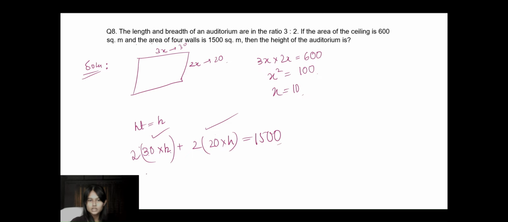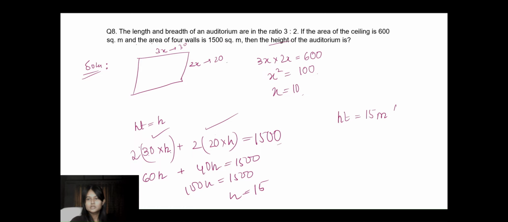If we evaluate this, we get 60 h plus 40 h equals 1500. Now 100 h is 1500. Therefore h is 15. So the height of the auditorium is 15 meters. All right.